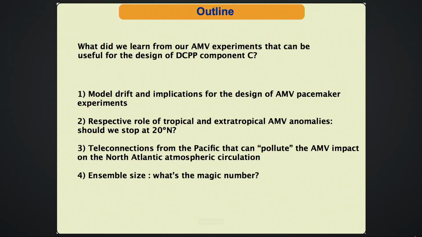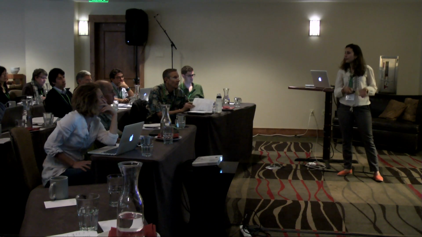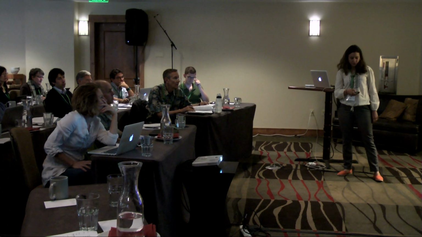So a few things I'd like to touch on about this experiment. You saw the nice science result from Johan, and I would like to touch on a few points. What did we learn from this AMV experiment that is really relevant for this component C that we're trying to design? I want to remind you that our goal here was to test with this fixed pattern AMV as a first test before doing a pacemaker experiment with this pattern. We have gone through and struggled with a number of issues that I think can be relevant to the design of our experiments here.